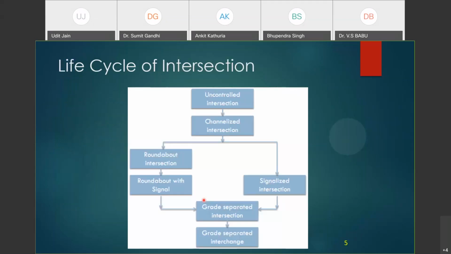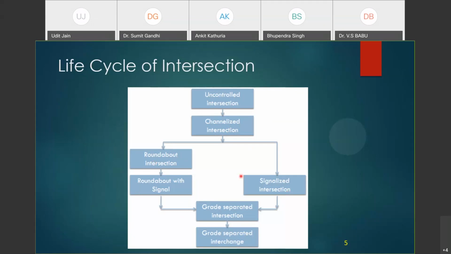So there is a life cycle of intersections. It is not like whenever we are planning a road, we can simply go directly for a roundabout or a grade separated interchange or a signalized intersection. Depending upon the kind of road it is and the kind of traffic there is, an intersection begins its journey as an uncontrolled intersection. Then that uncontrolled intersection is first channelized to improve its conditions. And if the channelization does not work, then we either go for a roundabout or a signalized intersection.